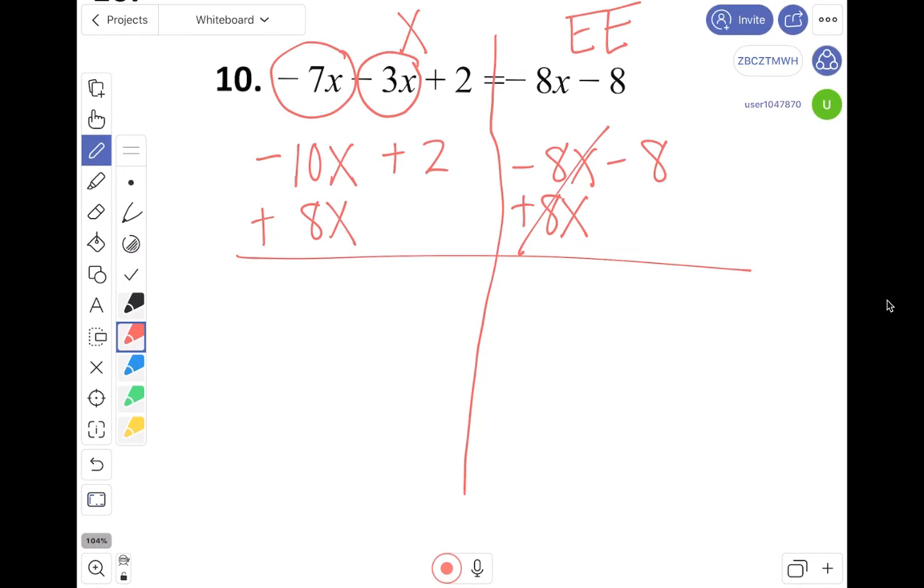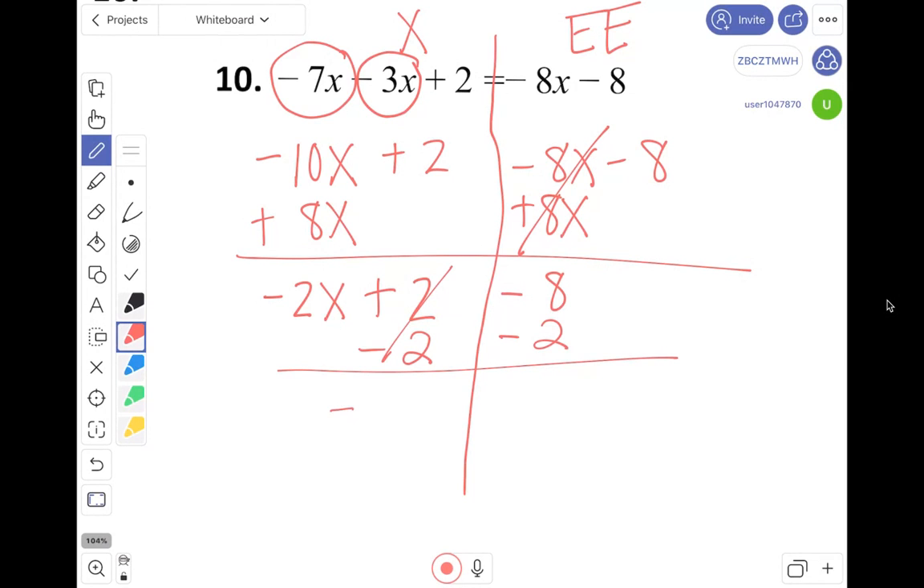Negative 8 plus 8x goes away. Negative 10 plus 8, so we get negative 2x plus 2. And on this side, we have negative 8. Well, now I've got to move this plus 2. He didn't belong on the x side. He didn't have an x. So I've got to do the opposite or the inverse, minus 2 to both sides. Well, positive 2 minus 2 goes away. I'm left with negative 2x and negative 8 minus 2, same signs we add. So I get negative 10.